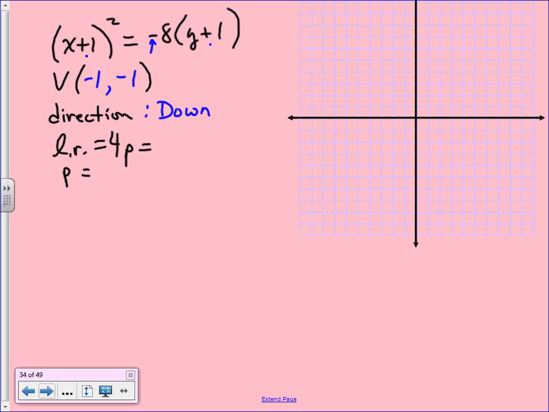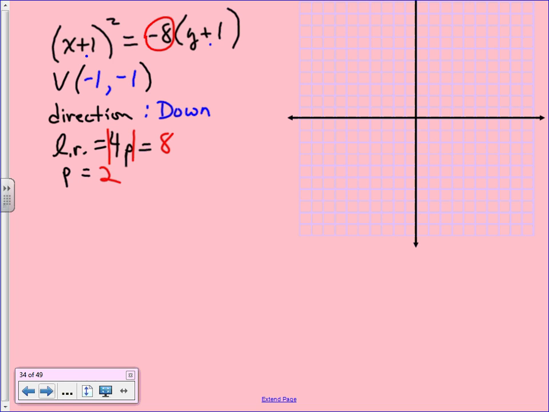Okay? And then we look up there and we see the number in front of the parentheses of the linear term is -8. So remember we had absolute value there. So the absolute value of that is 8. So 4p equals 8. So what's p? Well, divide by 4. P is 2. Okay? And we'll need that 2, and we'll need the 8 in just a second. So here we go. Ready to graph?